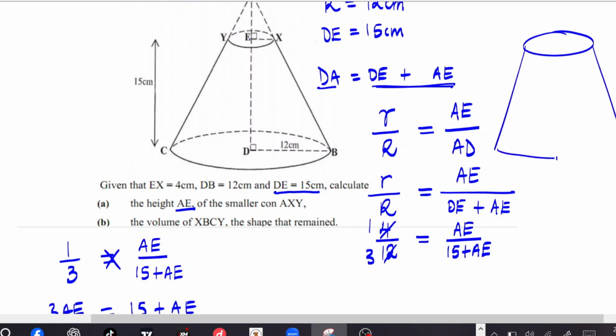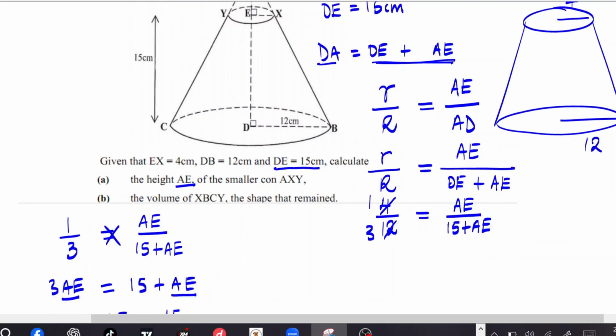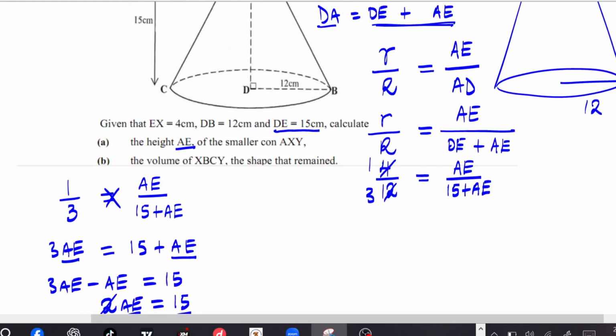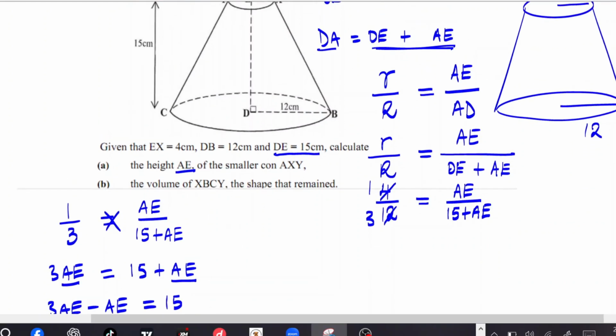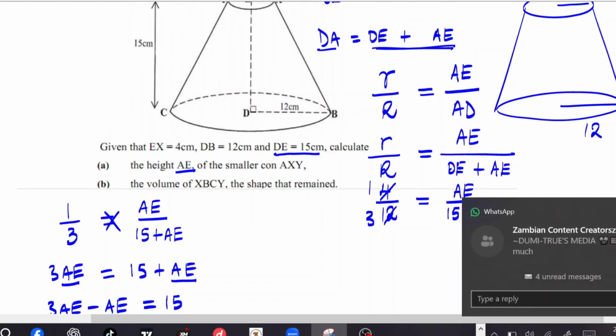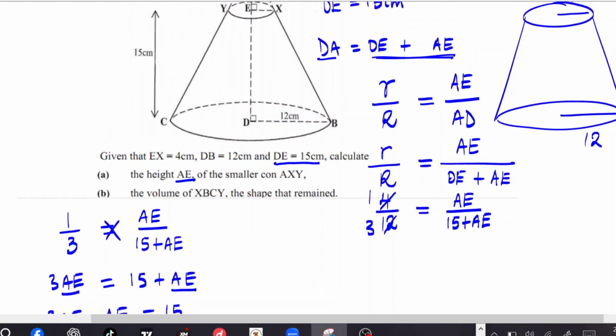Okay, so this one, the radius here is 4, then the radius here is 12. So this one is a frustum now. We need to calculate its volume. So let me show you how to answer this one.